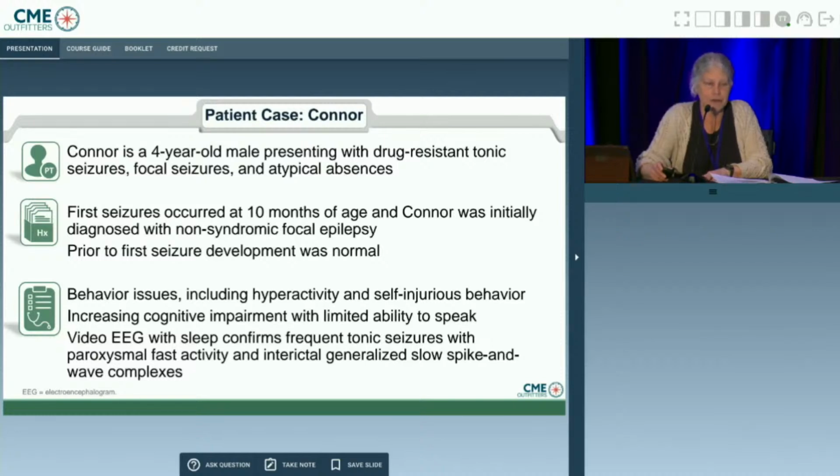Before his seizures, his development was normal. Unfortunately, he has developed behavioral issues, including hyperactivity and self-injurious behavior. He's had increasing cognitive impairment, limited ability to speak, and he undergoes a video EEG, which confirms frequent tonic seizures with paroxysmal fast activity and interictal generalized slow spike wave complex.